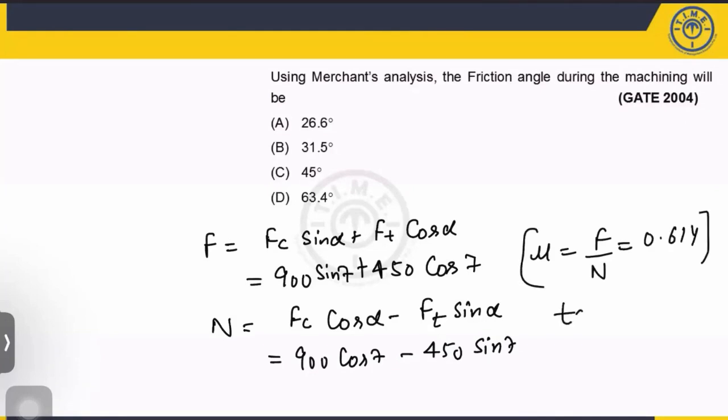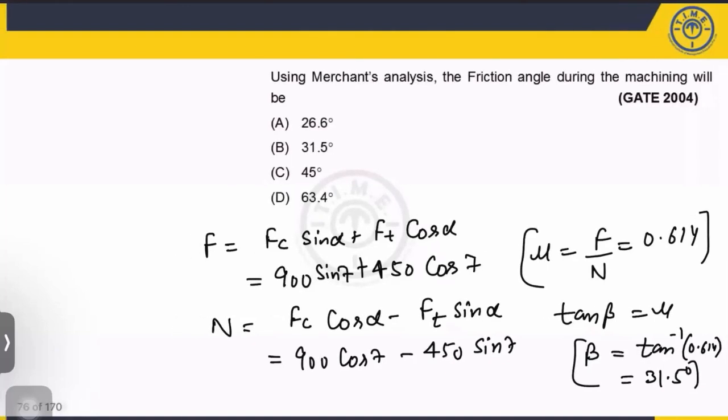If you know the mu value, then tan beta is equal to mu. So the friction angle can be written as tan inverse of 0.614. This value will be approximately 31.5 degrees. That means you have to use the same formula which I discussed previously. So you can calculate the friction angle and the coefficient of friction. When cutting force and thrust force are given, you can calculate friction and normal force. You can also calculate the shear force and the force normal to the shear plane.